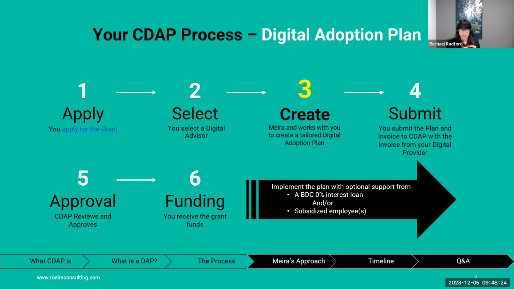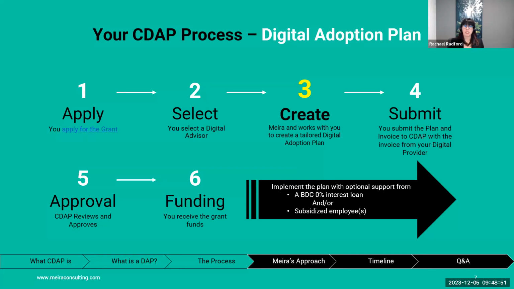Once that's completed, that's the point at which, at least for Mira, and this is different for different digital advisors, once we've completed the digital adoption plan is the point at which we invoice. So it doesn't happen in advance, it happens after all of the work is done. And that digital adoption plan, that final deliverable, plus our invoice is the next time that you actually go back into the portal and you submit both of those documents.